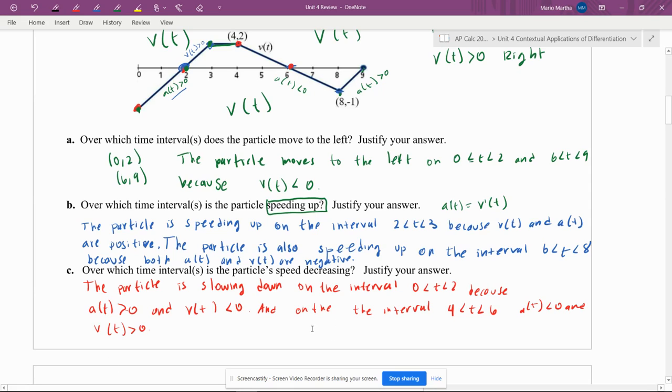And then finally, one more, the last one where it's slowing down would be pretty much between 8 and 9. I can just add it in here: and between 8 and 9, 8 less than t less than 9. All right. So I just forgot to add that interval in there as well. And then that's pretty much it for question 2.